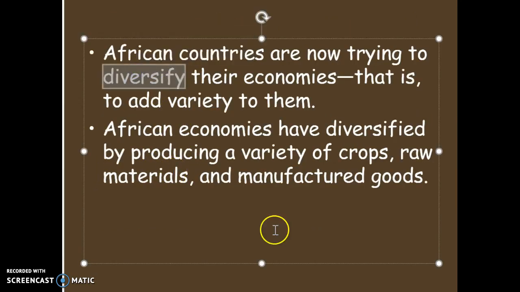This word is really important. African countries are now trying to diversify their economies, which means they're trying to add variety to them. African economies have diversified by producing a variety of crops, raw materials, and manufactured goods. If you think about here in Indiana, our farmers don't plant only corn. They'll plant corn and soybeans and maybe other things so that if something happens to the corn, they still have soybean crops. So we try to diversify our farm products so that we can't be too affected by one condition.